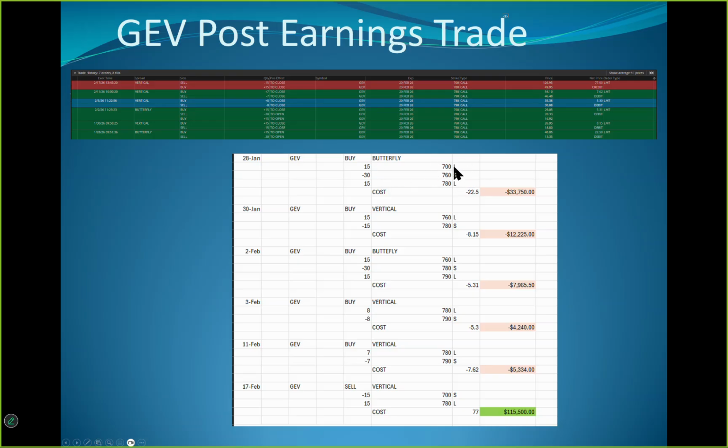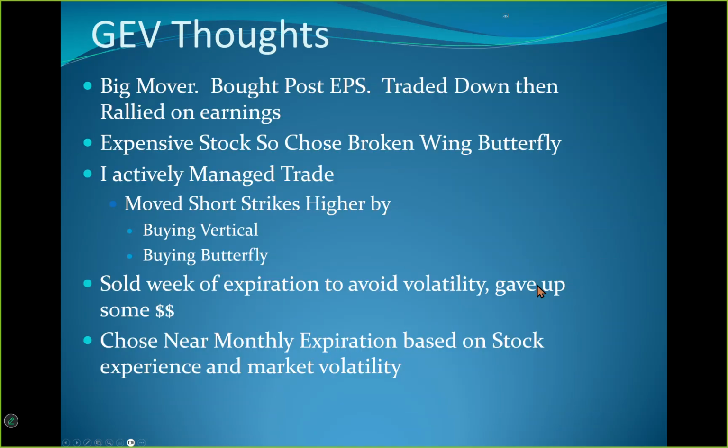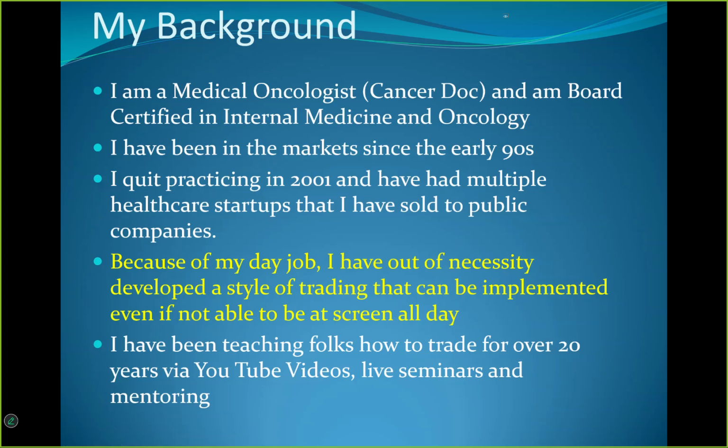Actually, this would have been 40, my bad. 60 minus 20 is 40. Netting out 60,000, I was able to net out 115,000, and I was able to take my profit from what would have been max at 26,250 to 51,985. So that's a broken wing, how I play it out to the end.